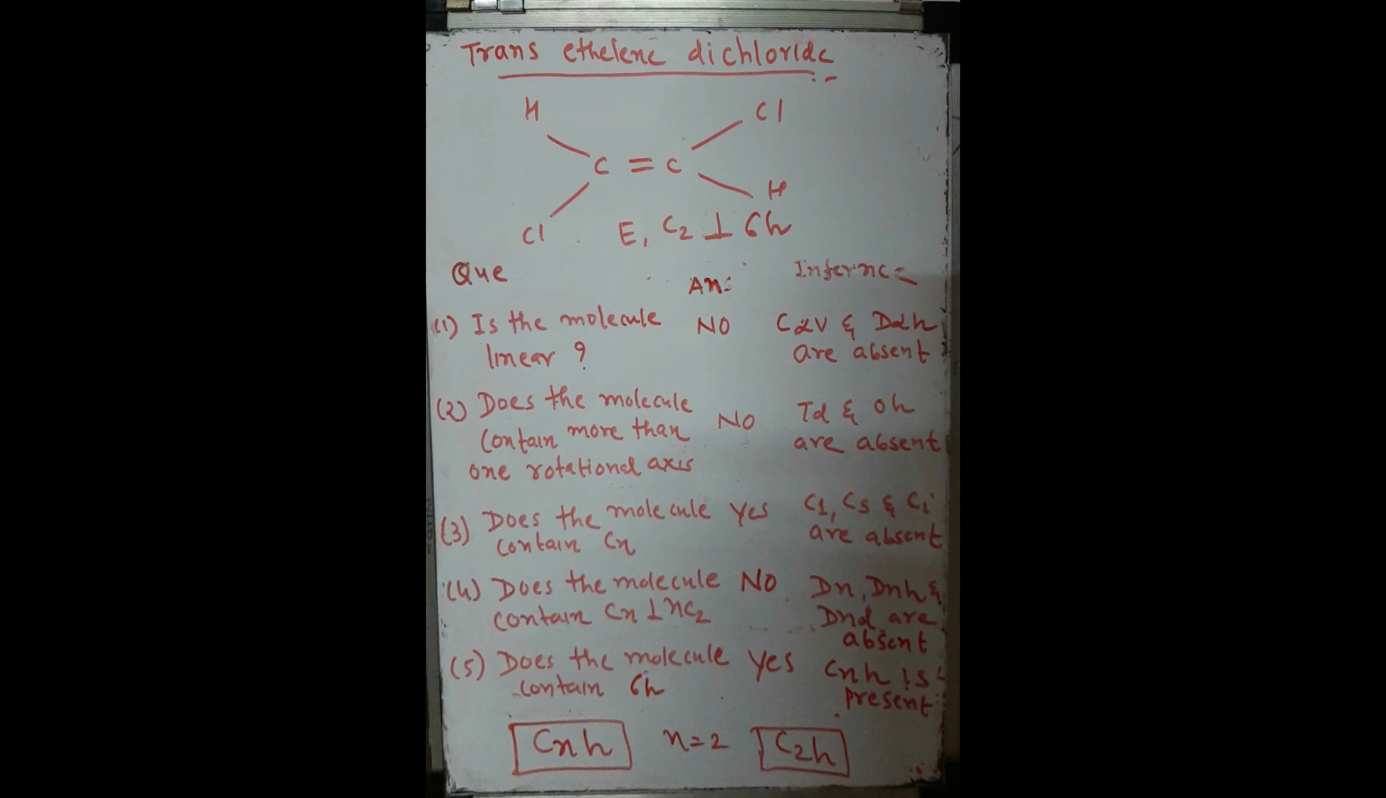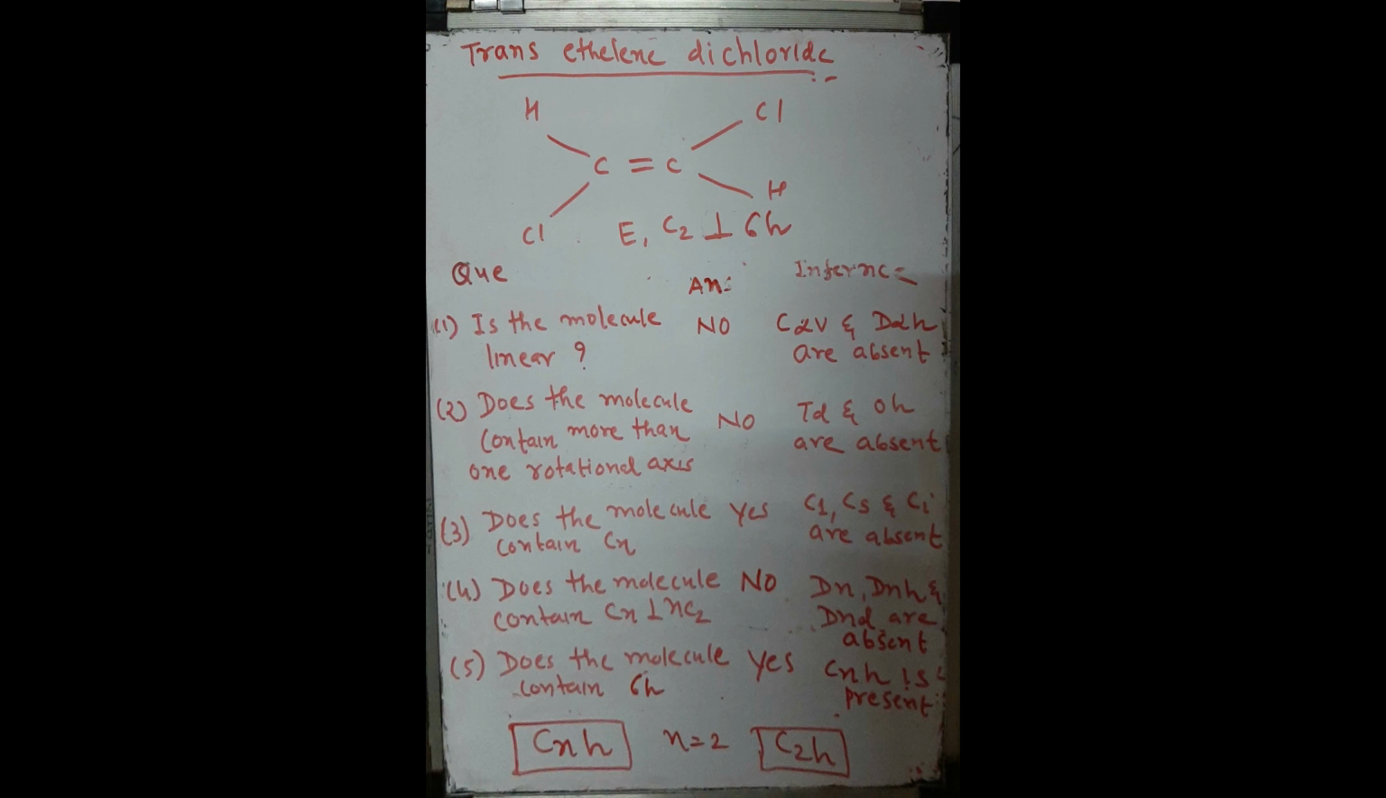Let us find out symmetry elements possessed by trans-ethylene dichloride. It contains E, C2 and sigma h. This we already discussed earlier. You have to make three columns. First question you are going to ask, is the molecule linear? Answer is no, that means C infinity V and D infinity H are absent. Second question you are going to ask, does the molecule contain more than one rotational axis? Answer is no, that means tetrahedral and octahedral are absent.